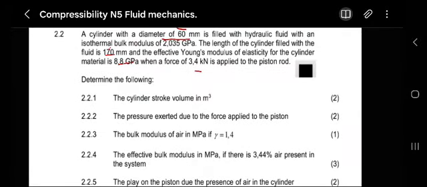2.2.2, the pressure exerted due to the force applied to the piston. The force that is applied to the piston.